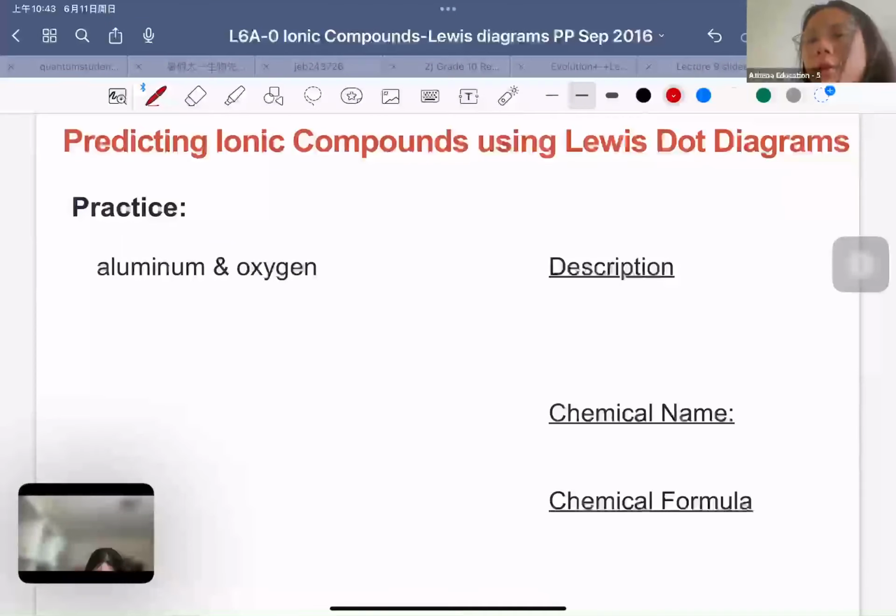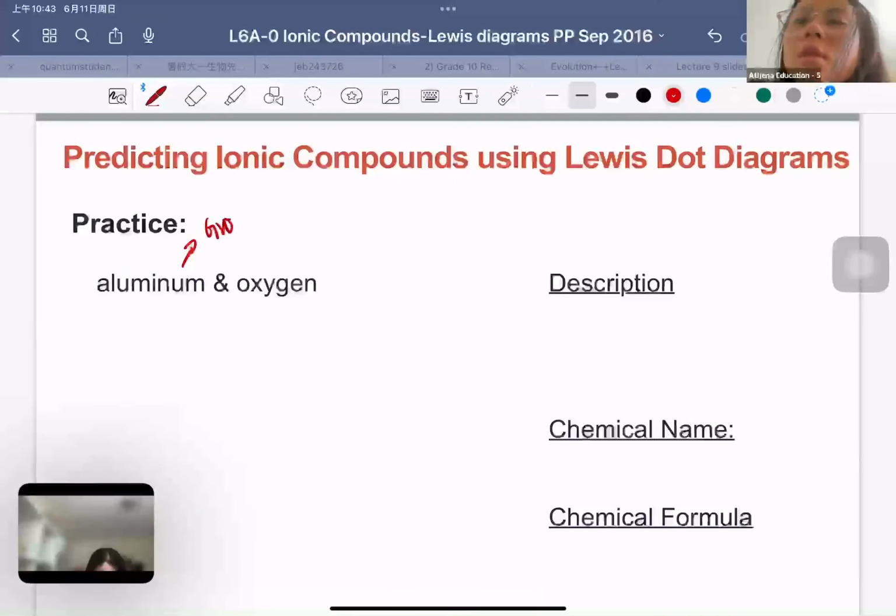So let's try this together. Aluminum and oxygen. Aluminum is group 13, oxygen is group 16. So I'll give you about 2 minutes to draw the Lewis dot diagram on a piece of paper in front of you. Just try a little bit. I'm going to tell you one is group 3 and one is group 16.